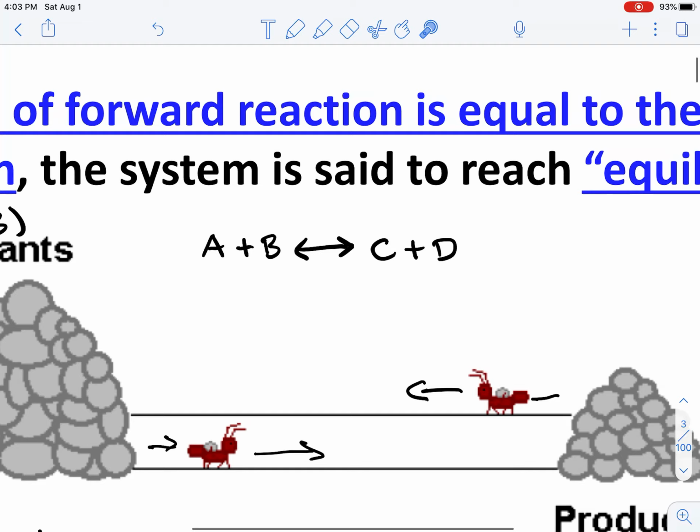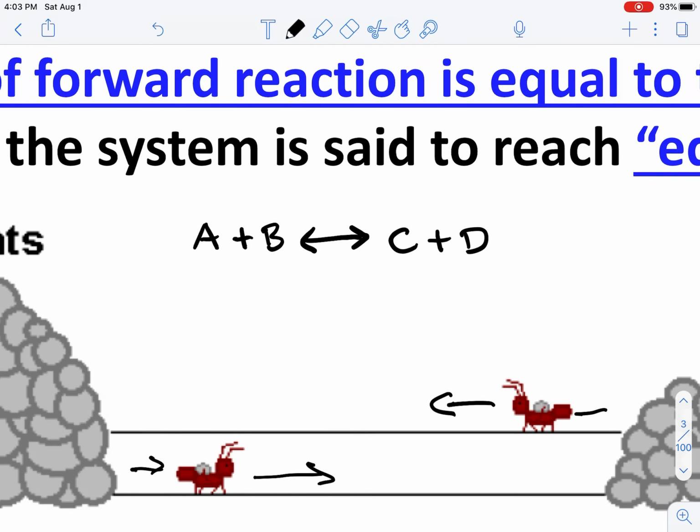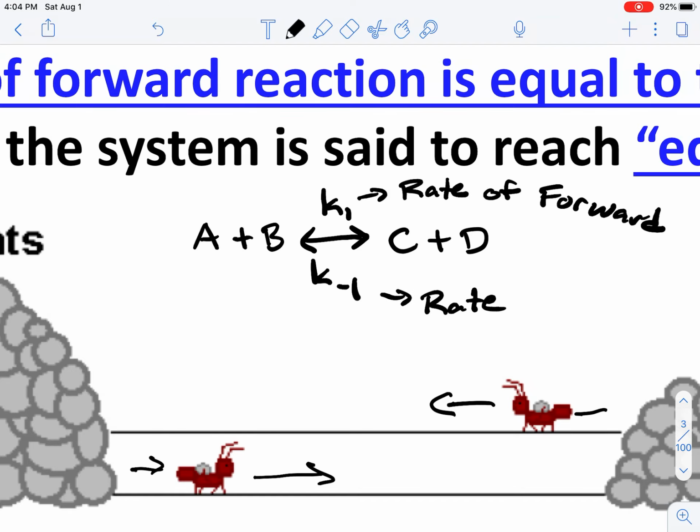Now, when we were studying kinetics, hopefully you guys recall that we can use the rate constant to describe the rate of the chemical reaction going the forward and reverse direction. And so I'm going to go ahead and use K1 to describe the rate of the forward reaction, and K negative 1 to describe the rate of the reverse reaction.